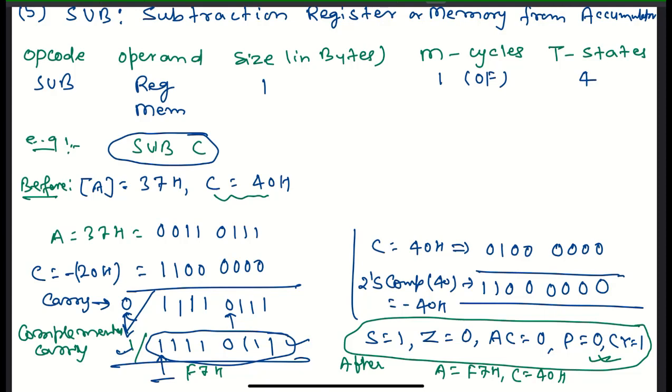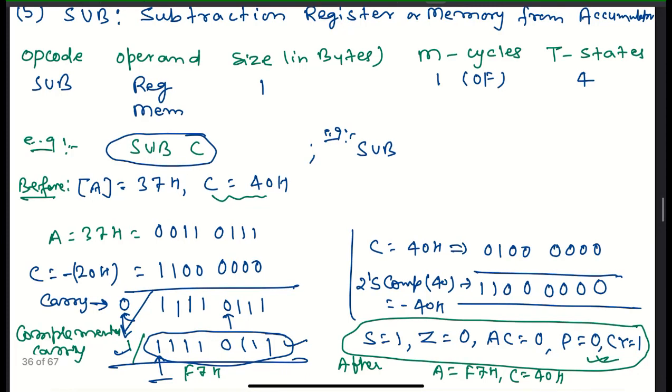If it is memory, then whatever I can write here as SUB M, taking 2050H as an example. Here the memory is the operand, and this memory is the HL content. So here 2050H will act as a memory location.